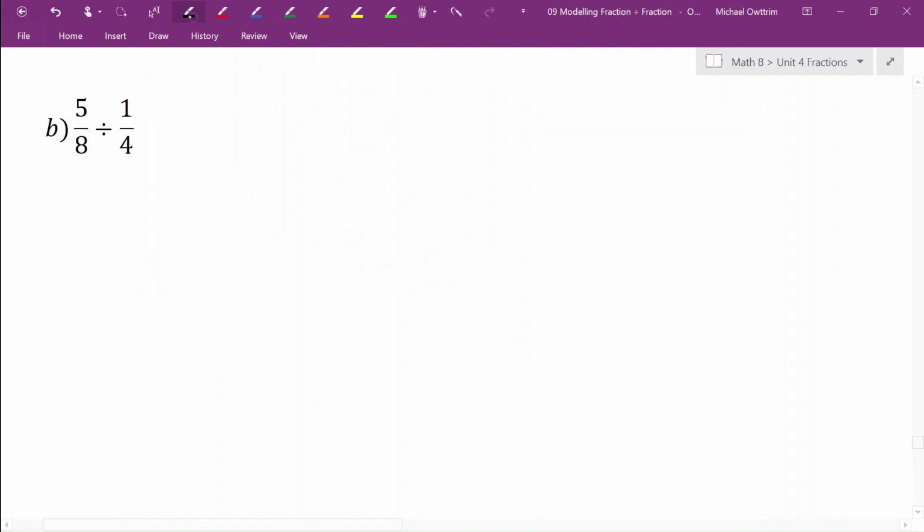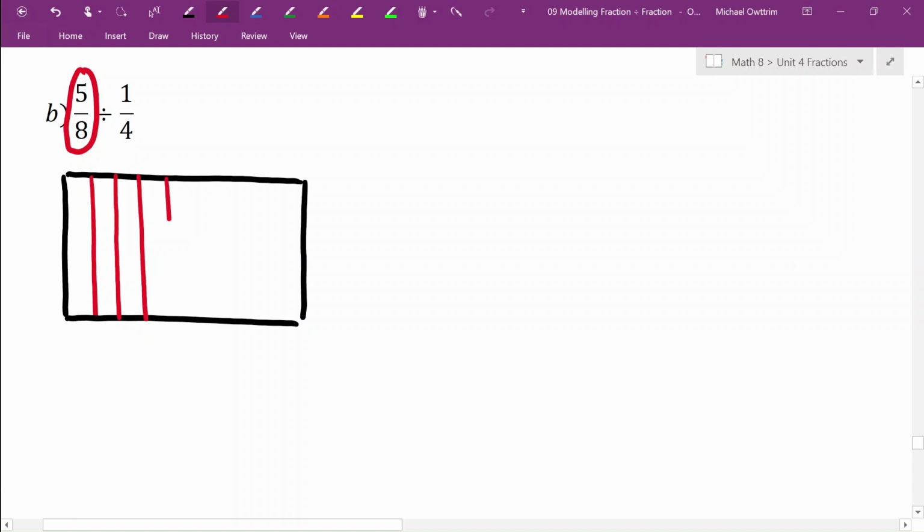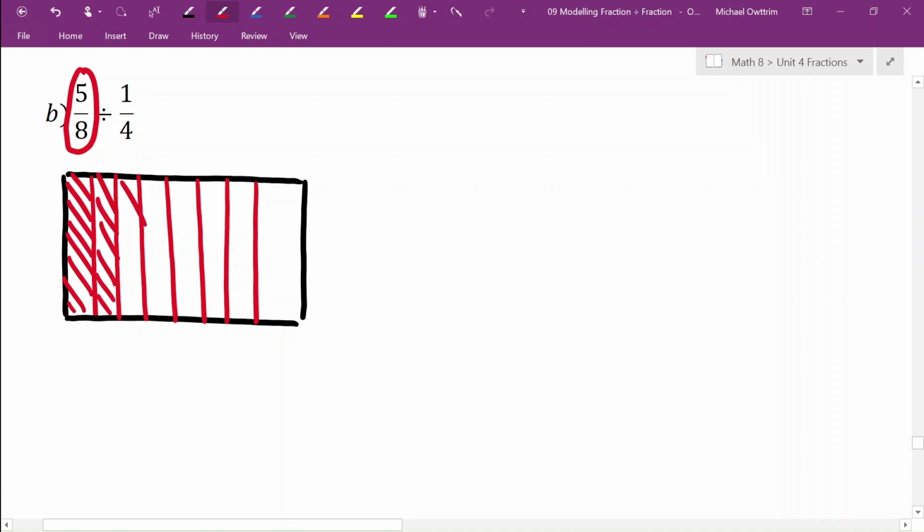In the case of question B, again I'm going to start by drawing one whole, represented by my rectangle. And I need to start with 5 out of 8 sections. So let's draw 8 columns. 1, 2, 3, 4, 5, 6, 7 dividing lines makes 8 columns. And let's shade in 5 of them. 1, 2, 3, 4, 5 out of 8 filled in.